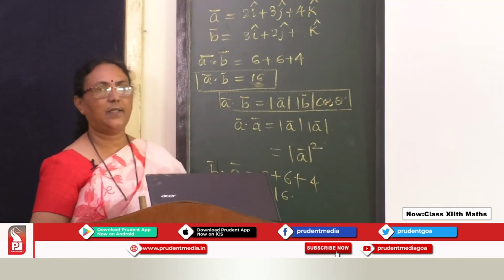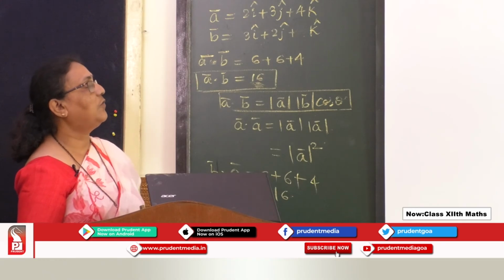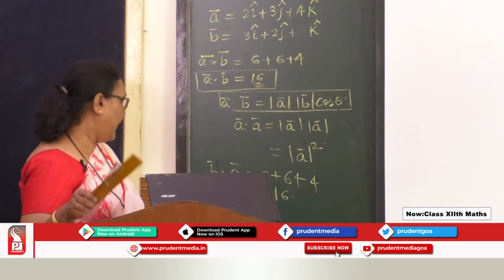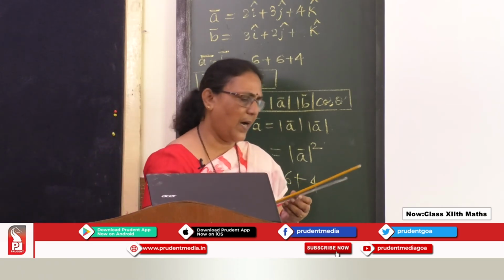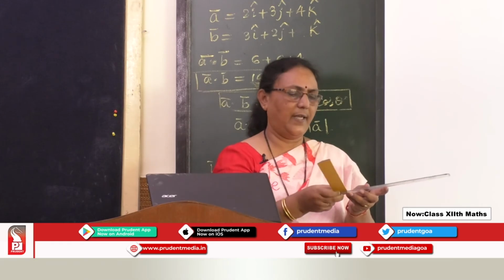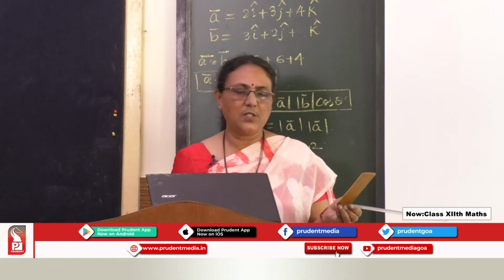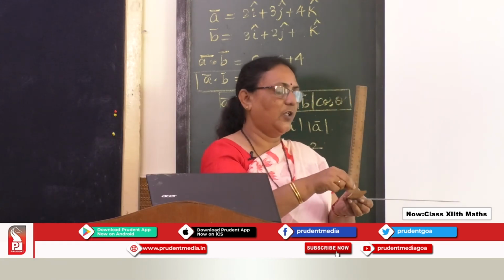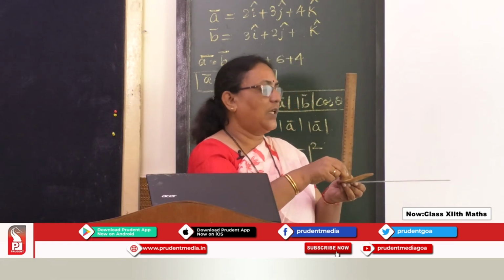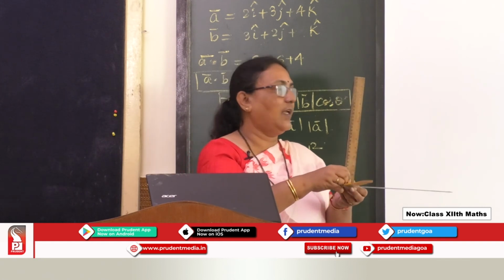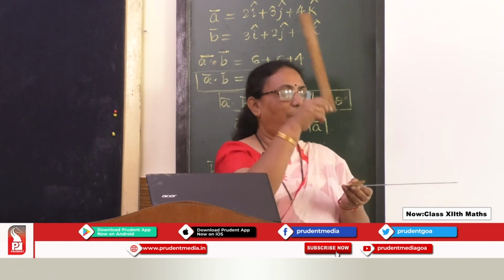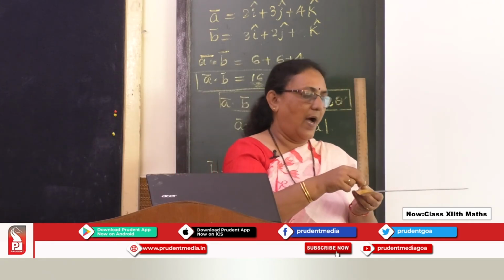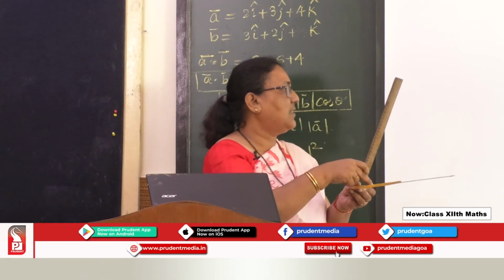Next is the vector cross product of two vectors. See here, two vectors A bar and B bar. Now A cross B is a third vector, perpendicular to both A and B. So what is a cross product? Cross product is a third vector perpendicular to vector A bar and perpendicular to B bar also. And the angle between these two vectors is theta here.